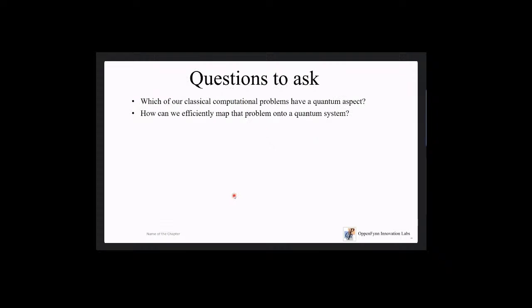So I think when we work with quantum computers, it's very important to ask two questions. One is, which of our classical computational problems have a quantum aspect? And how can we efficiently map that problem onto a quantum system? Just like we were able to map the problem of covering holes with a rubber sheet onto a film of soap, we need to figure out how to map the problems that we have onto a quantum system.